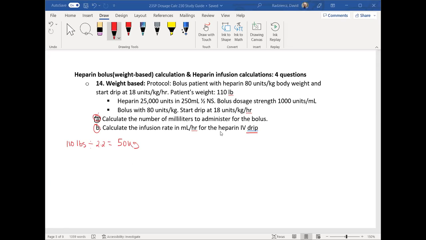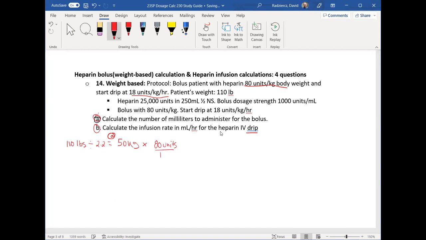Now what I can do is look at where the protocol tells me to bolus the patient with 80 units per kilogram body weight. So 50 times 80. And then it says to start a drip at 18 units per kilogram per hour. That's what the heparin protocol is: give them a bolus dose and then start them on an infusion. So for calculating the bolus, this is going to be A. Just put A right here. So 50 kilograms, I'm just going to multiply by the 80 units per kilogram.